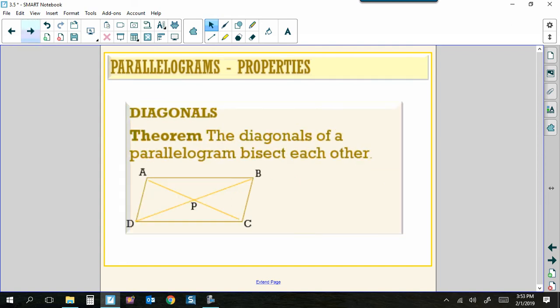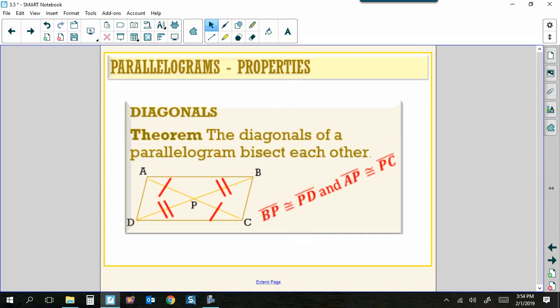Now we have our diagonals. Your diagonals will bisect each other. To bisect each other means they are cutting each other in half. So the diagonal DB will cut in half the diagonal AC, making each side of the diagonal congruent to the other side. So we could say that AP is congruent to PC and DP is congruent to PB.